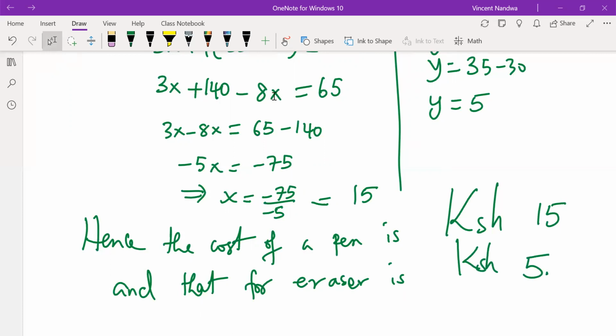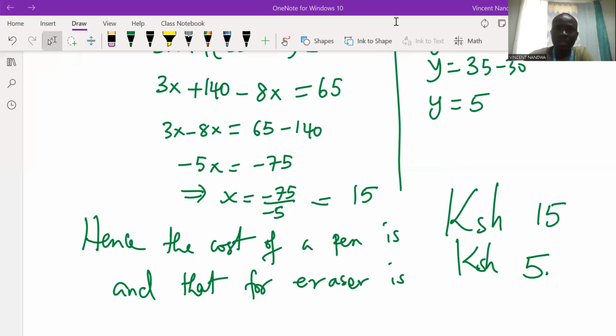So that's how we solve word problems involving simultaneous equations. So read the question. From the question, identify the unknown variables, fix them as either X and Y, or pick your own variables of interest. After forming the 2 equations, then use any of the methods on solving simultaneous equations to simplify and get the values of the unknowns. Thank you.